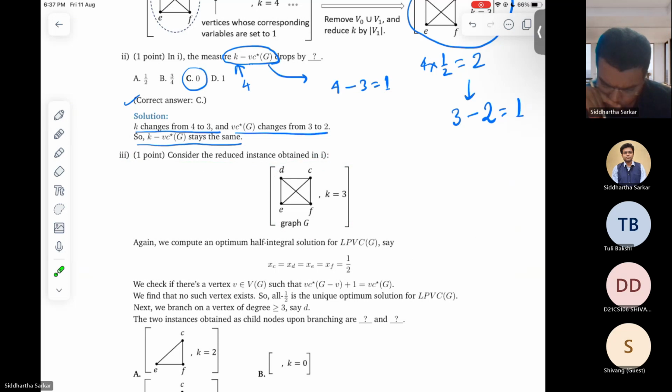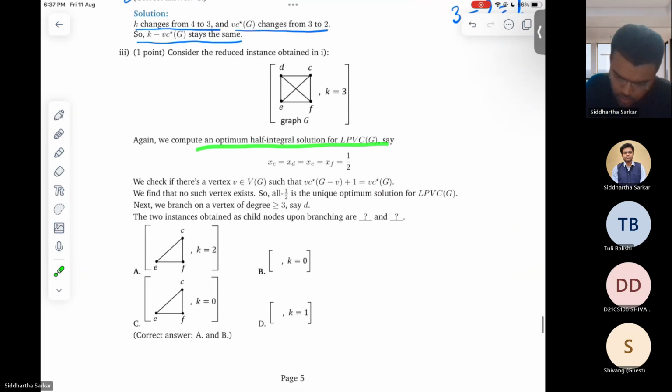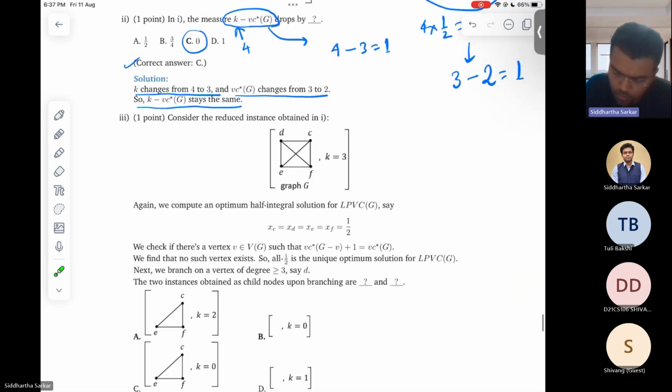Again, we compute the half integral optimal solution, which turns out to be half for every vertex, so LPOPT's value is 4 into half, that is 2. Now we check if there is a vertex V in the graph such that this equation holds true. We find that no such vertex exists. So all half is the unique optimal solution for LP vertex cover for this graph.